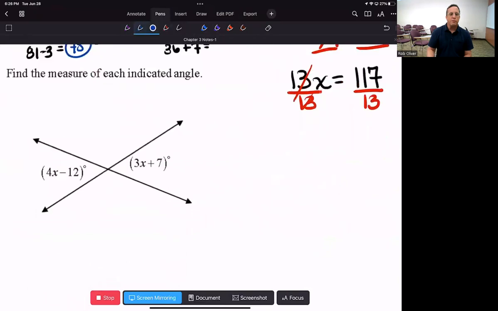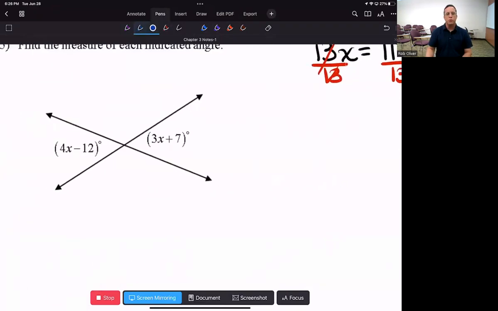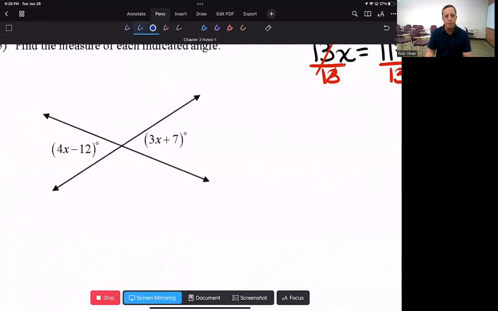All right, for number 5, what we have here, those are called vertical angles. Remember, vertical angle has nothing to do with up and down. It has to do with the vertex, the point where those angles meet. They share a vertex and they're directly across from each other.